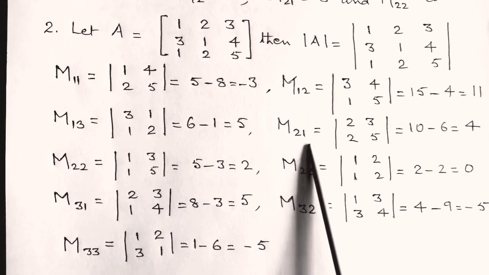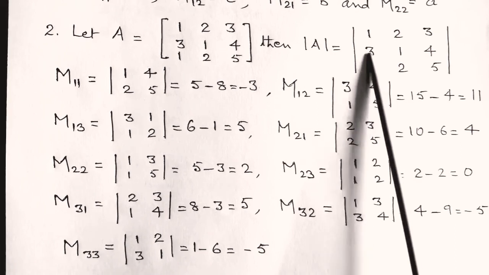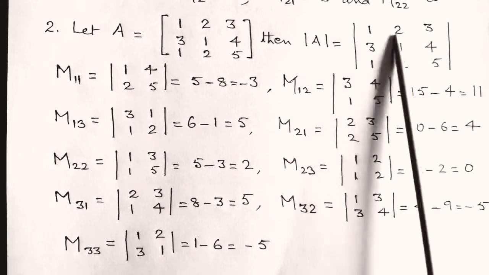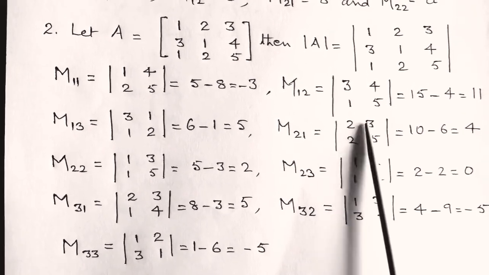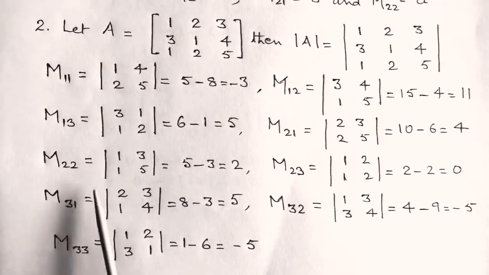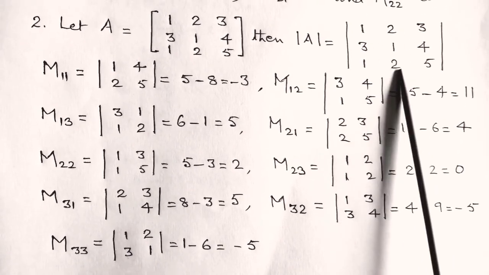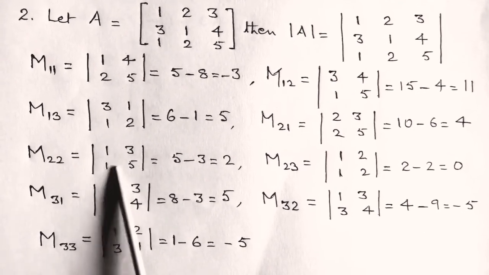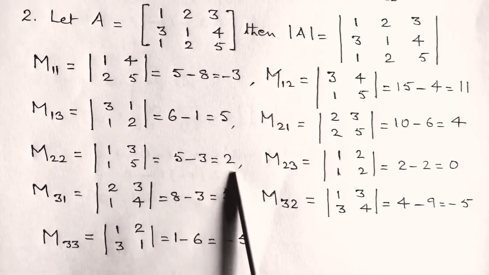Similarly, M21, that is minor of this element of second row and first column. So minor of 3. So leave the row and column. So you are left with, in the determinant, 2, 3, 2, 5. So you get 2 5s are 10 minus 6, that is 4. Similarly M22, right, that is minor of this element, that is 1. So leave the row and column. So in the determinant you are left with 1, 3, 1, 5. So if you solve this, 1 into 5 is 5, minus 1 into 3 is 3. So 5 minus 3 is 2.